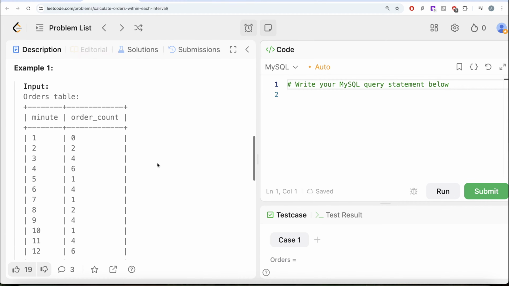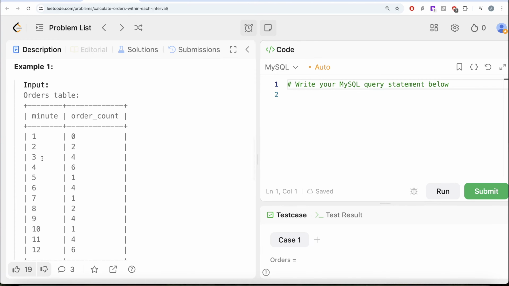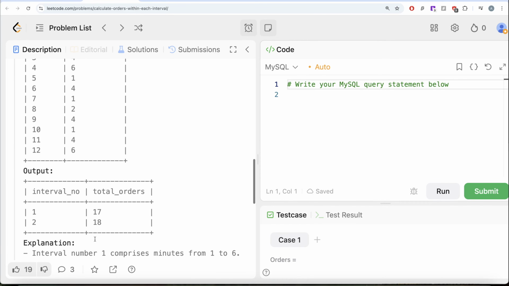So here we have minute 1 to 12. So interval 1 is 1 to 6, and what is the total sum of the orders? So 0 plus 2 plus 4 plus 6 plus 1 plus 4, which is 17. Similarly, you can do that for interval 2, that is minute 7 to 12. And that is what we have in our output.